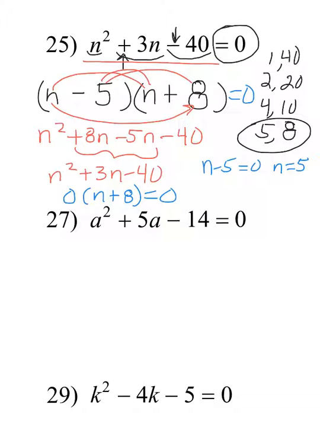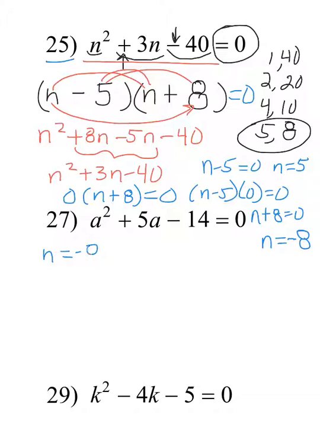Well, we also can see that if we have n minus 5 and we multiply it times 0, we're going to get 0. So that means that n plus 8 can be 0. And so when we say n plus 8 equals 0, then we know that n has to be negative 8. And so therefore our solutions to number 25 would be n equals negative 8 and 5. Those are our two solutions to that problem.